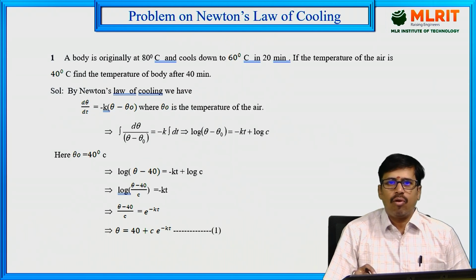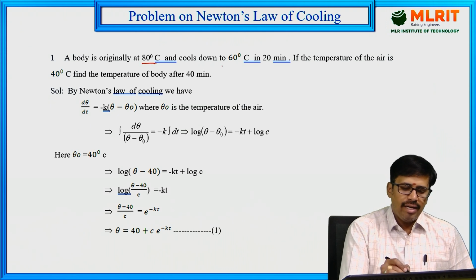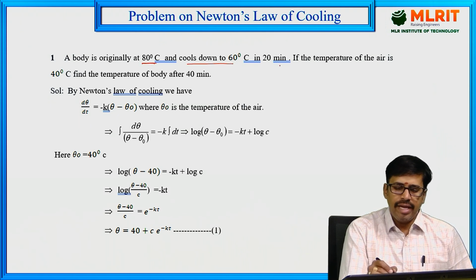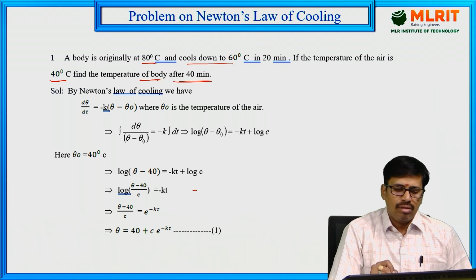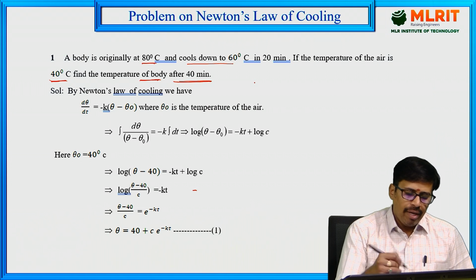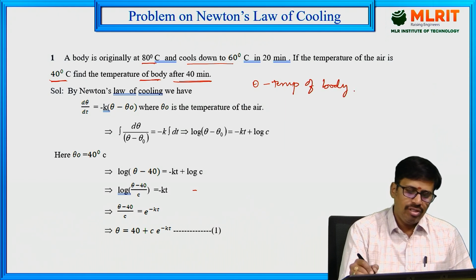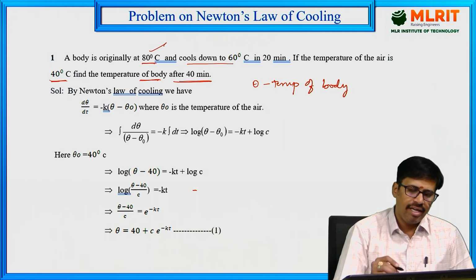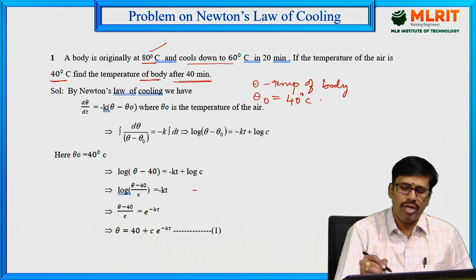Now let us see the problem on it. A body is originally at 80 degrees centigrade and cools down to 60 degrees in 20 minutes. If the temperature of the air, that is room temperature, is 40 degrees, then find the temperature of the body after 40 minutes. So by Newton's law of cooling, here theta is the temperature of the body, which is initially 80 degrees centigrade, and theta naught is the room temperature or temperature of the surroundings, which is 40 degrees centigrade.